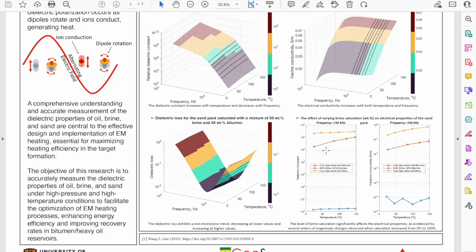When comparing 0 to 50% brine saturation, the electrical conductivity increases by several orders of magnitude, and the dielectric constant also shows a substantial increase. This change underscores the dominant role of water in determining the electrical properties of the sandbag.